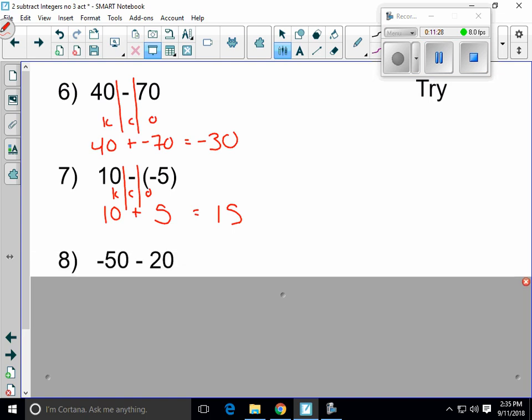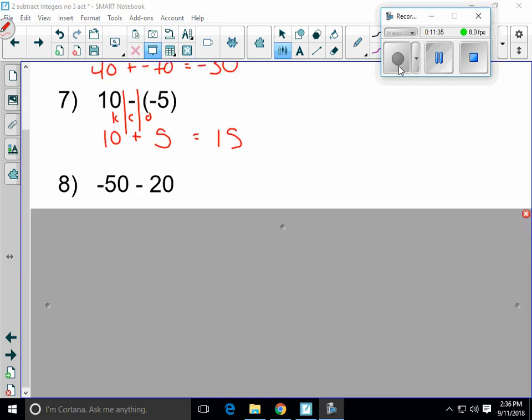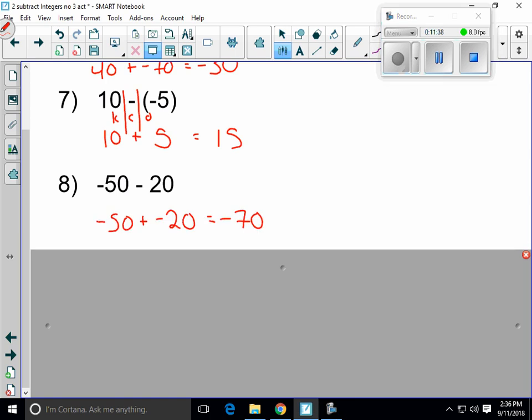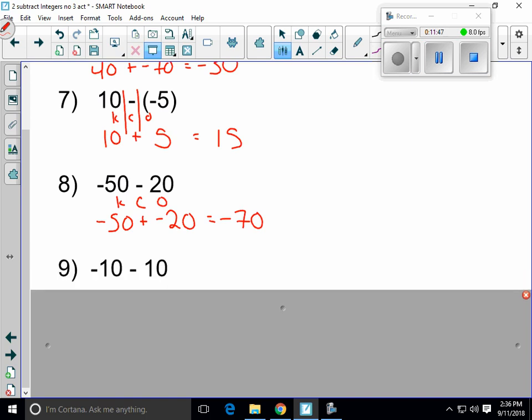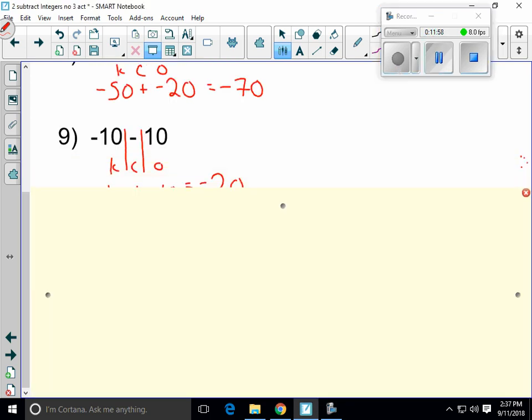Number 8, negative 50 minus 20. Okay, now this is the same as negative 50 plus negative 20, which is negative 70. Number 9, negative 10 minus 10. Okay, be careful. I see a lot of mistakes on this one. Make sure you rewrite using keep change opposite. Negative 10 plus negative 10 is negative 20. They have the same signs. You add and keep the sign. It is not 0.